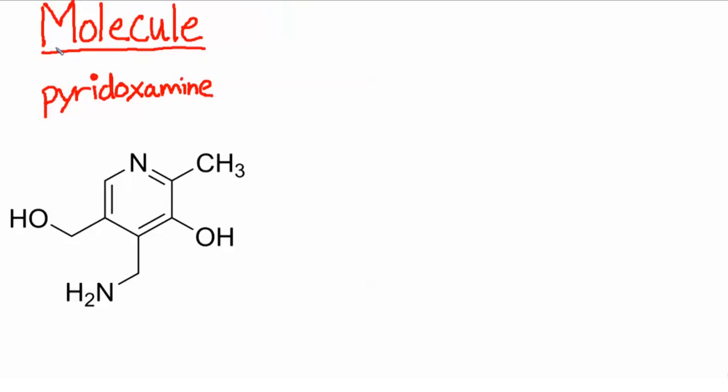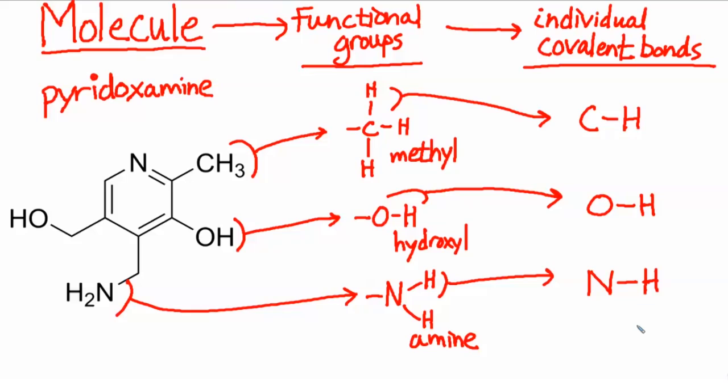Okay, to determine whether or not a molecule is polar, we'll need to first zoom in, so to speak, and look at smaller parts of the molecule. So I've drawn the molecule pyridoxamine, better known as vitamin B6. If we look closer, we can find smaller functional groups, which are commonly found motifs or building blocks within larger molecules. But to get at the essence of polarity, we need to go to the level of individual covalent bonds.